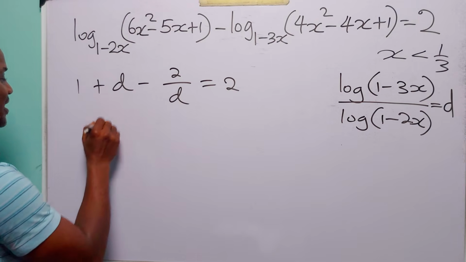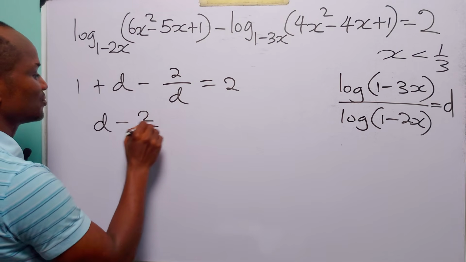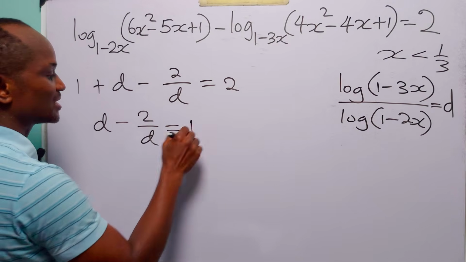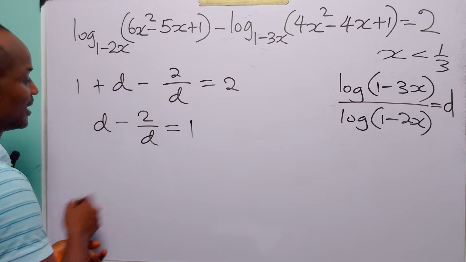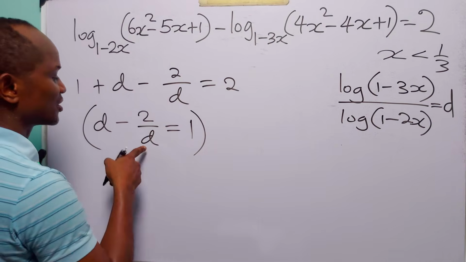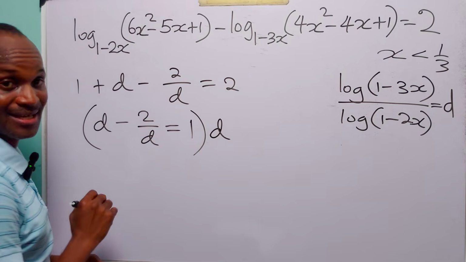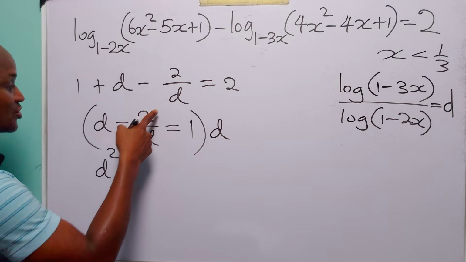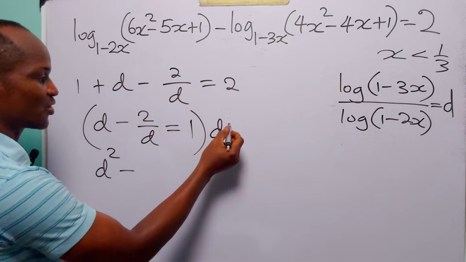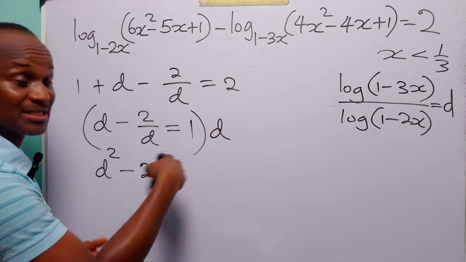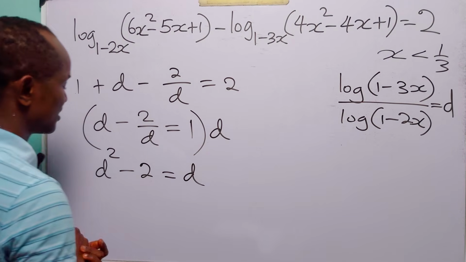When we do that, we have that (d - 2)/d is equal to 2 - 1, which is equal to 1. To get rid of this fraction, let us multiply through this equation by the denominator, which is d. d times d is d squared. 2 over d times d, of course, is going to cancel, leaving us with 2. And 1 times d is equal to d.